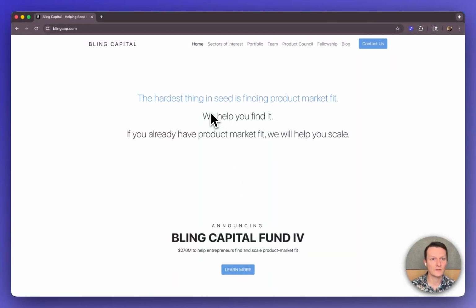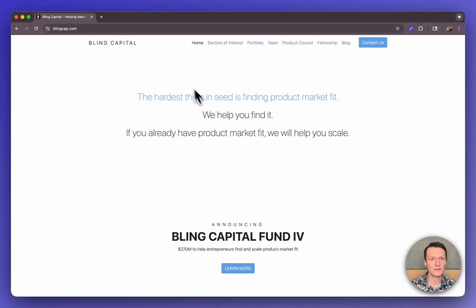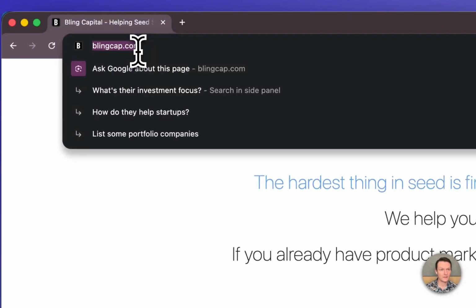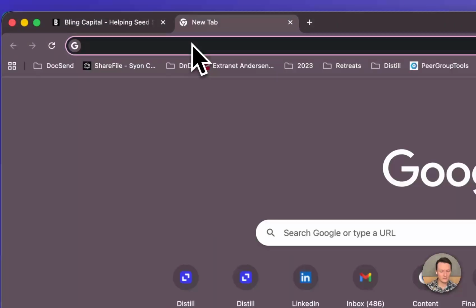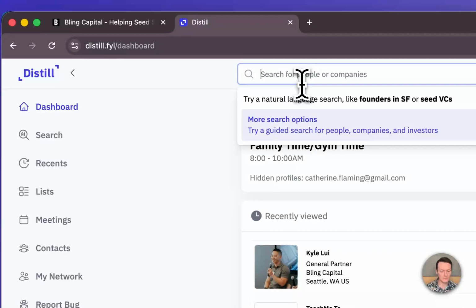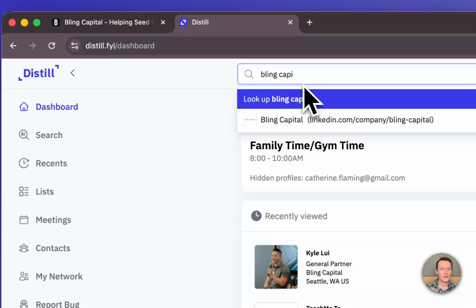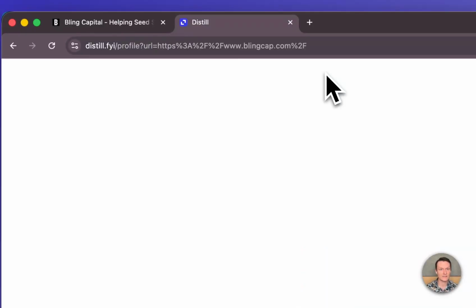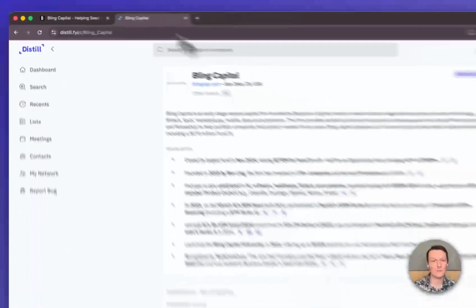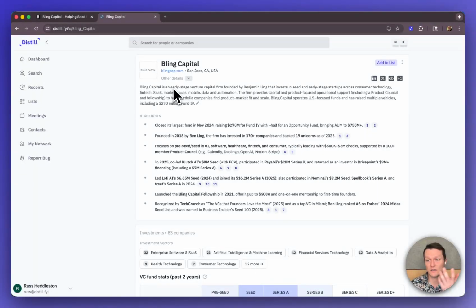So here is some info on the data you need to look up in Distill if you're fundraising. Let's just say I've identified a VC fund, Blink Capital, that I think is a fit. I can take the URL and go over to Distill and paste it in, and it'll look up this company in Distill. I could also just type in Blink Capital and then select the company this way.